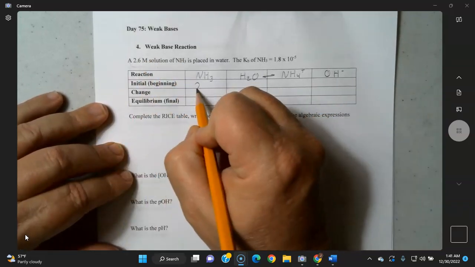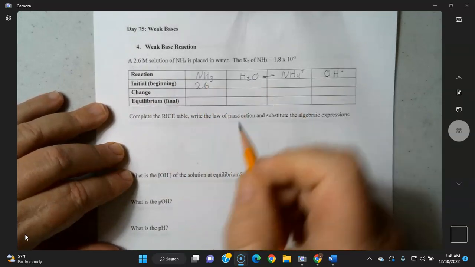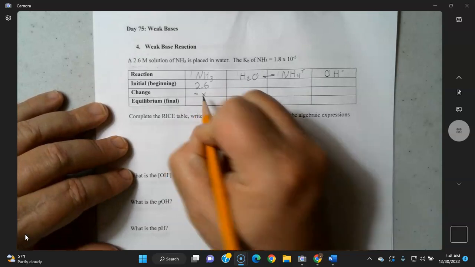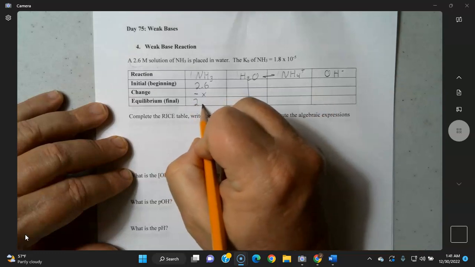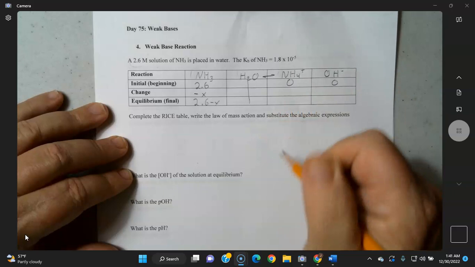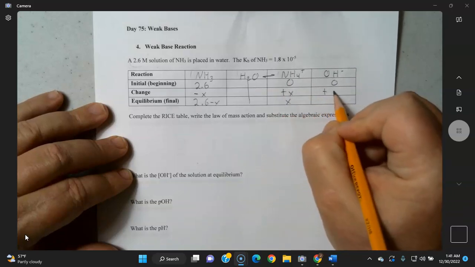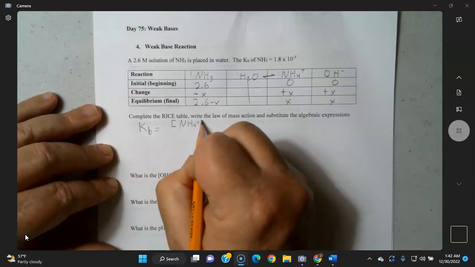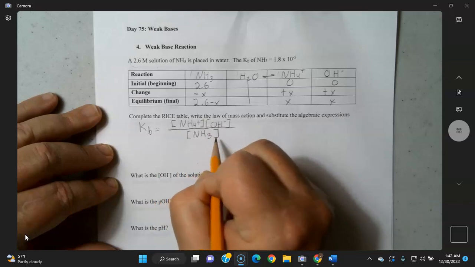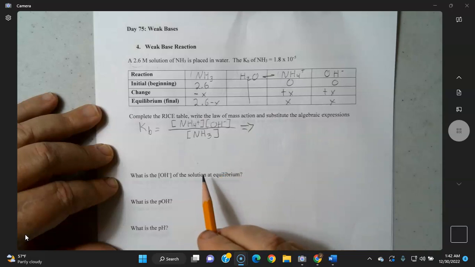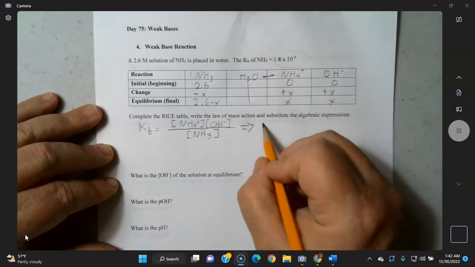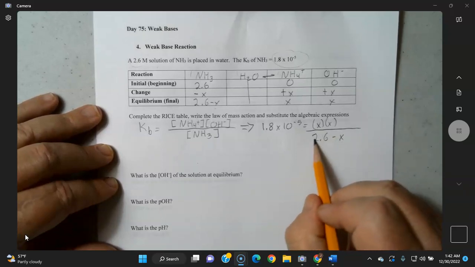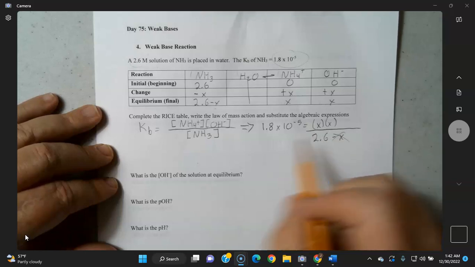All right, and we're starting with this 2.6 right there. All of the coefficients are 1 in almost all acid-base reactions, so it's going to be minus x. You don't use the water. Let's start with 0 and 0 here. RICE table, now we're going to use a Kb. Okay, we're going to come over here now and start substituting our algebraic expressions and our Kb value. We're going to use the usual simplifying assumption that gets rid of this. Assuming this is much smaller than 2.6, then this is simply going to become 2.6 effectively. Come down here.